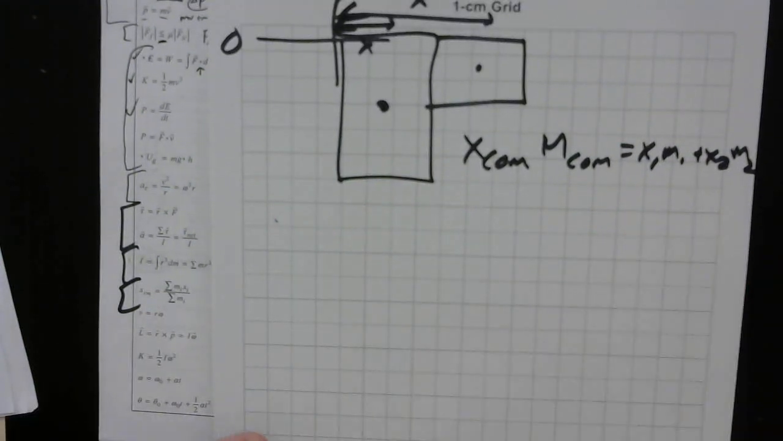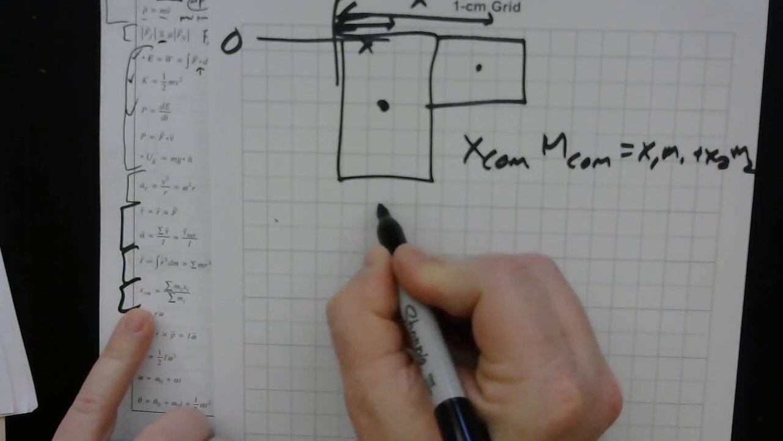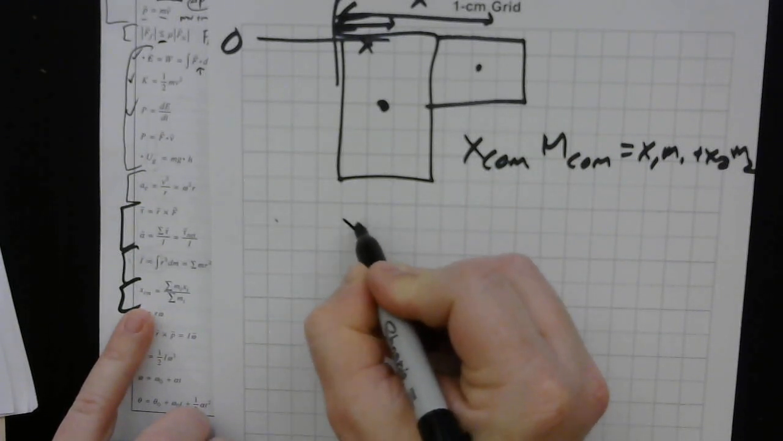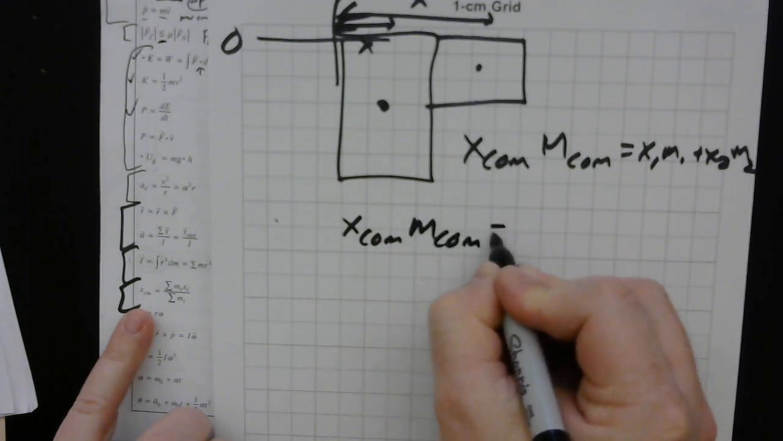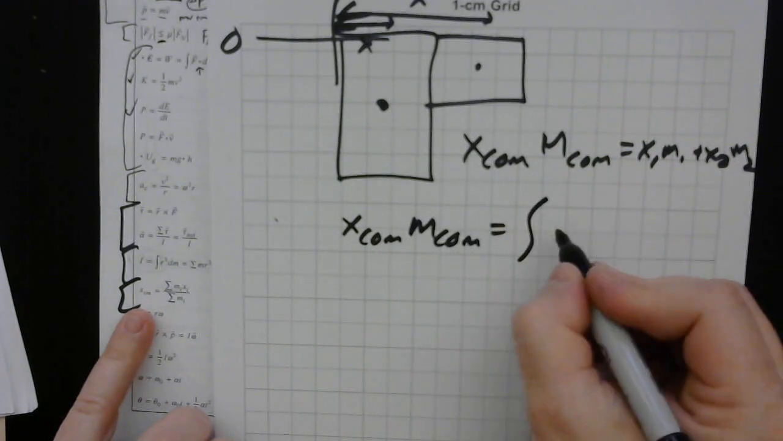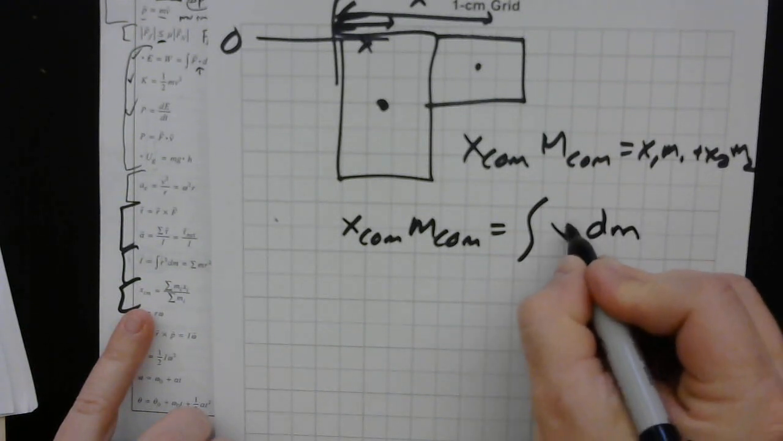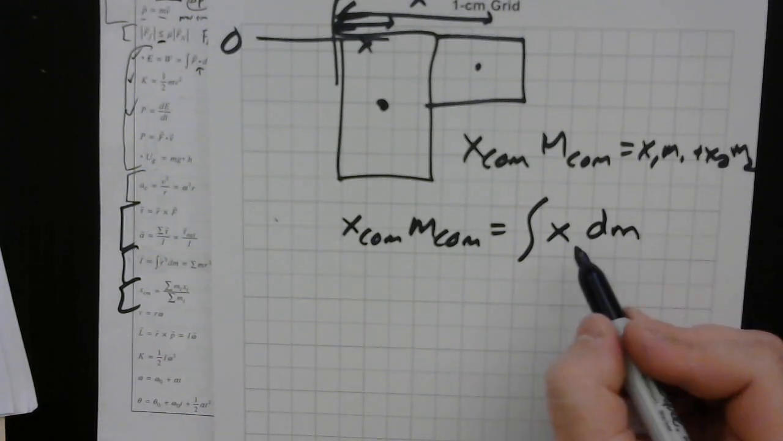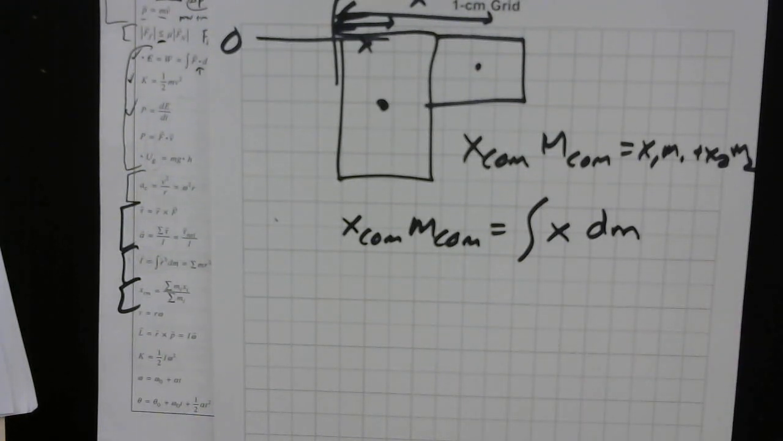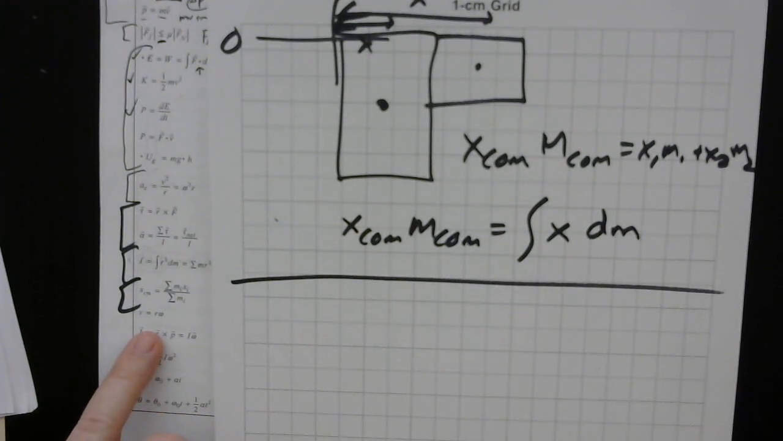Okay, calculus. Could you also do calculus? Yes, you could totally do calculus. You could say the x of the center of mass times the mass of the center of mass equals, add up all of the little masses and their positions. Does this look a lot like moment of inertia? Yes. Okay. I think that's the biggies.